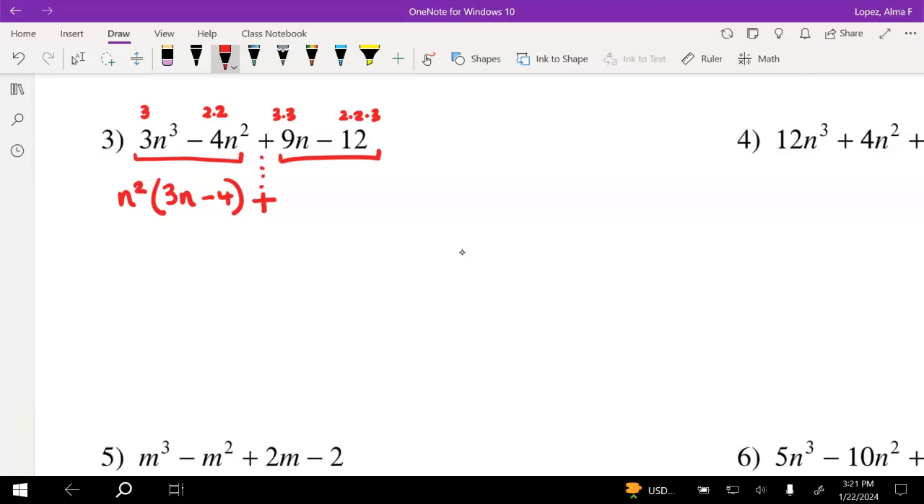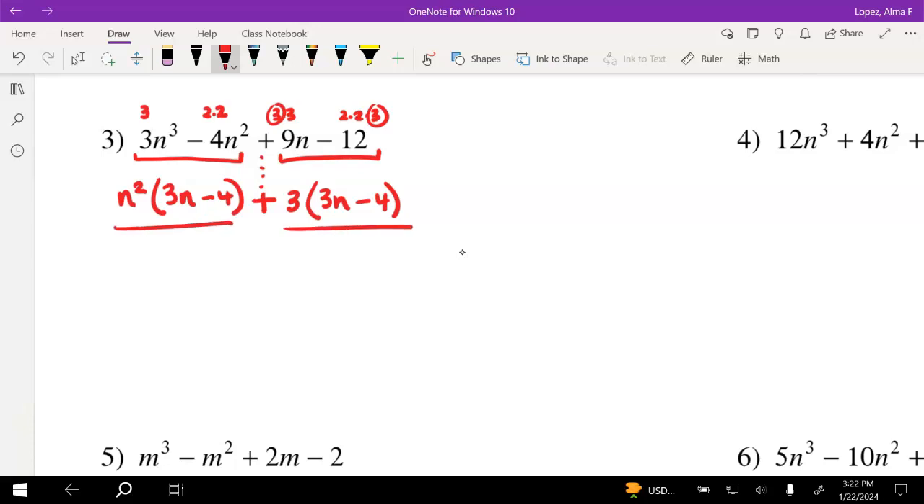Bring down the sign between the 2 groups, and then look again. What do 9n and 12 have in common? 9n and 12 have a 3 in common. So we're going to make that our greatest common factor in our second group. Open up the leftover parentheses. When you factor the 3 out of 9n, you're left with a 3n. When you factor the 3 out of a negative 12, you're left with a minus 4.